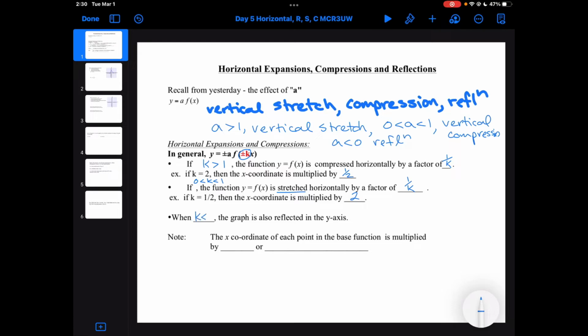When k is less than 0, just like our A value, the graph is also reflected in the y-axis. So you should note that the x-coordinate of each point in the base function is multiplied by 1 over k, or the reciprocal, to figure out the new transformed point. So let's take a look at a couple examples.